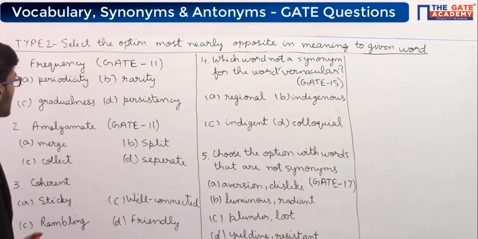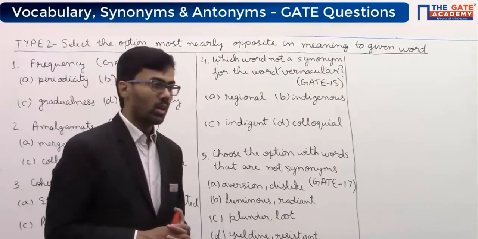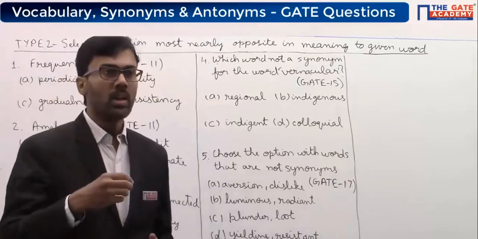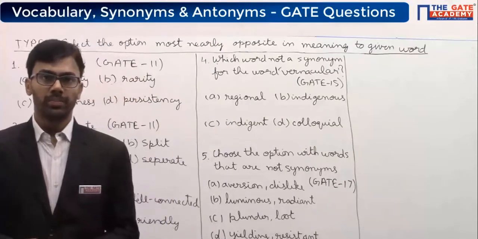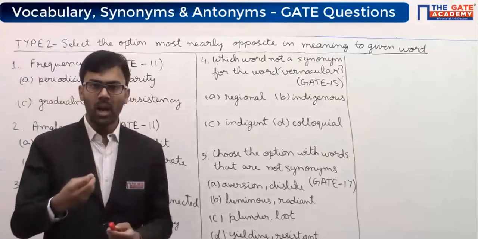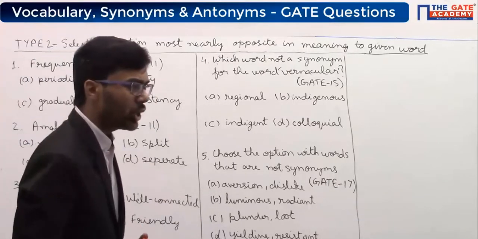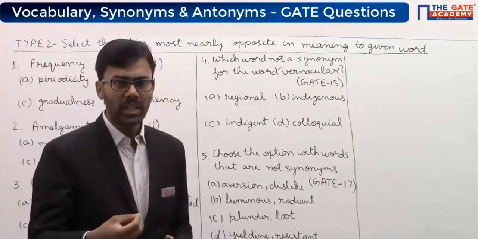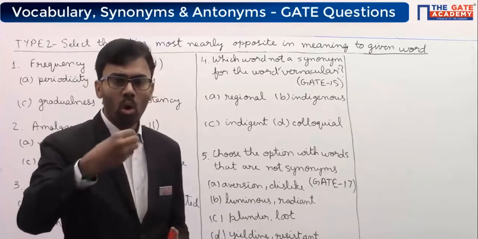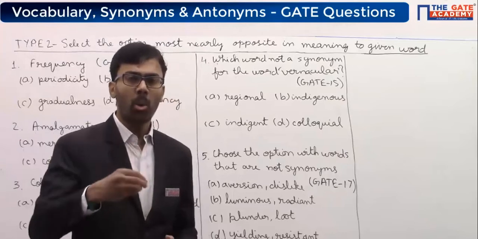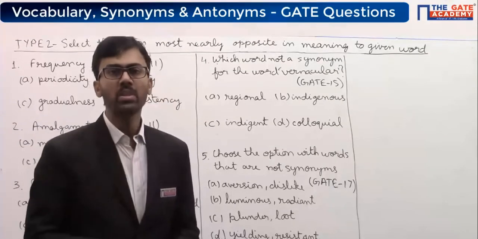The word is frequency. The options given are periodicity, rarity, gradualness, and persistency. Now, most of us who have studied maths or statistics, or who are from a science background, would know that the word frequency means how frequent or how many times something happens, let's say per hour or per minute or on a daily basis. So frequency, more as a general word in English, means how frequently or how many times, or the more the number of times something happens, we say the frequency is quite good. Usually the word frequency in common English is used to show more and more number of times something is happening.